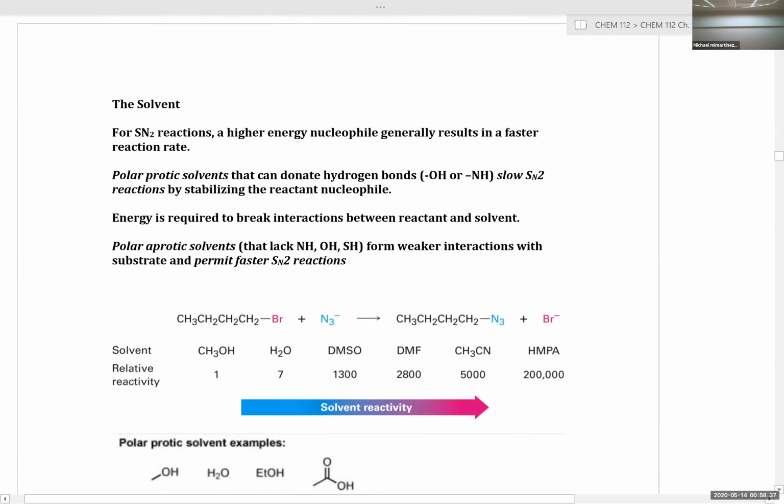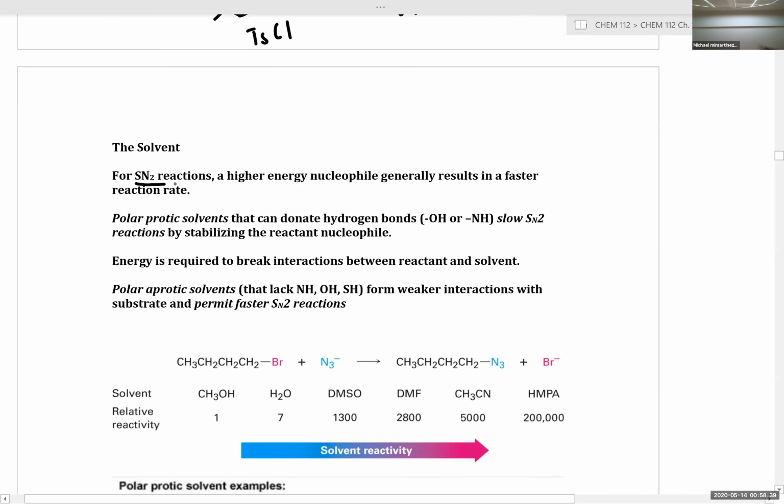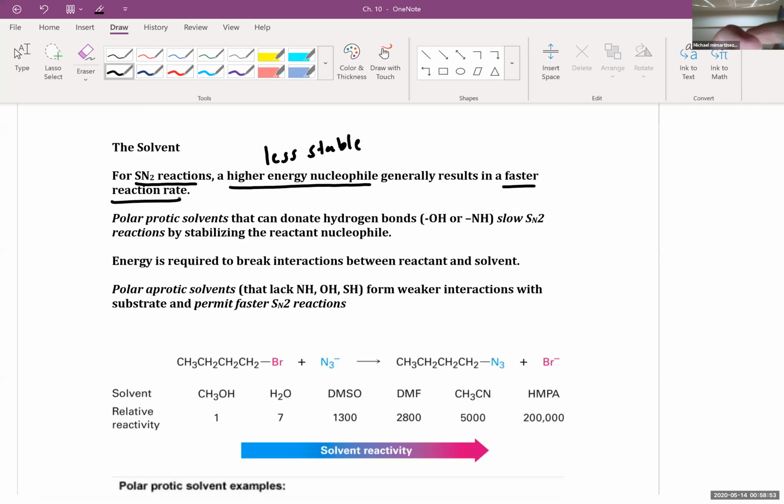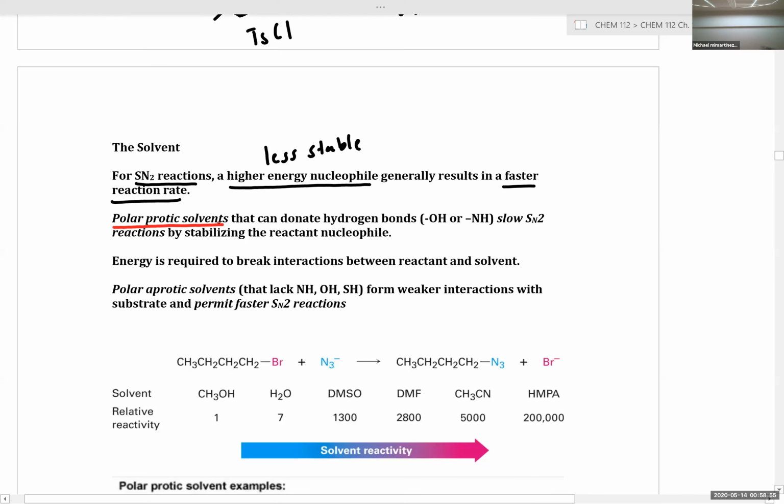In terms of the solvent, for SN2 reactions, a higher energy nucleophile, I want you to think less stable nucleophile, generally results in a faster reaction rate. So polar protic solvents, I'd like you to think hydrogen donor and H bond acceptor solvents, slow SN2 reactions by stabilizing the nucleophile.